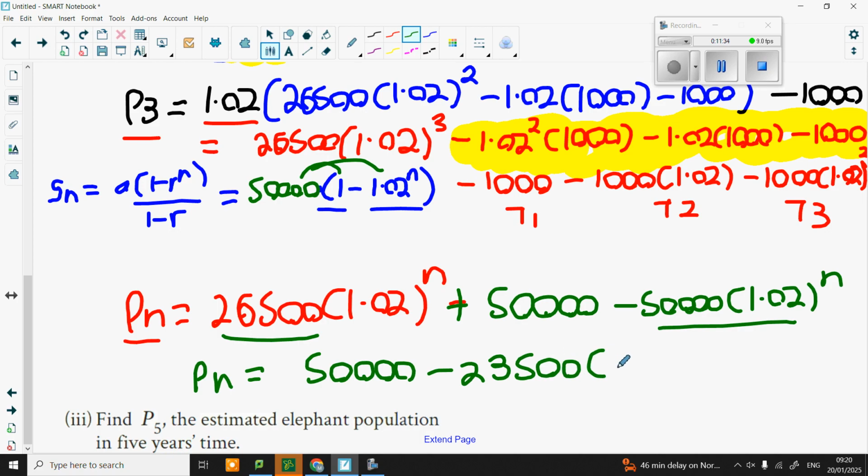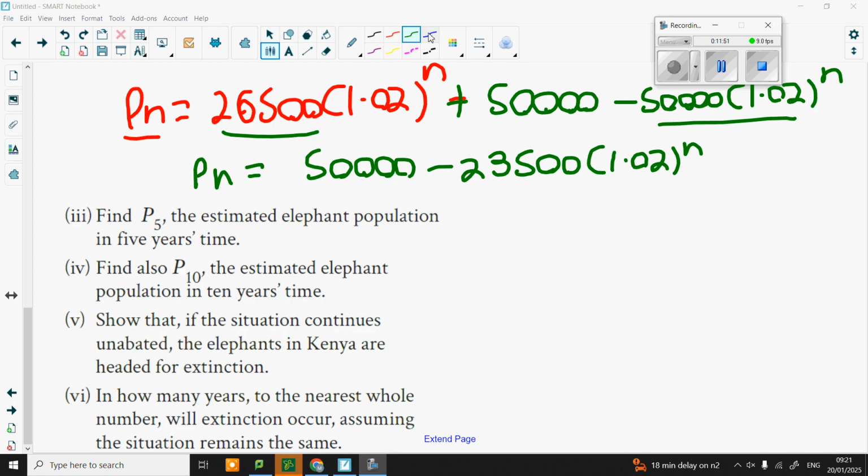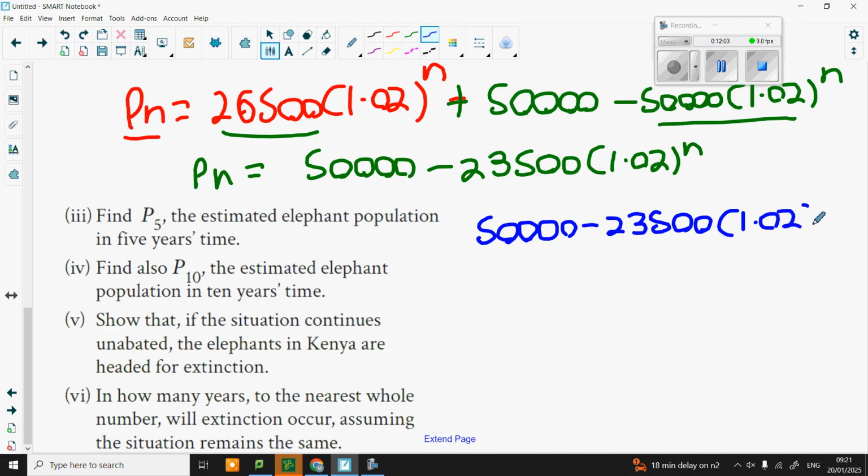23,500. No, it's not. Look. Times 1. No, I got it. Ready? Estimate the population of the elephants in 5 years' time. No hassle. What can I do? 50,000 minus what? 23,500 times 1.02 to the power of 5. And what do I get? I'm hoping it's 24,054.